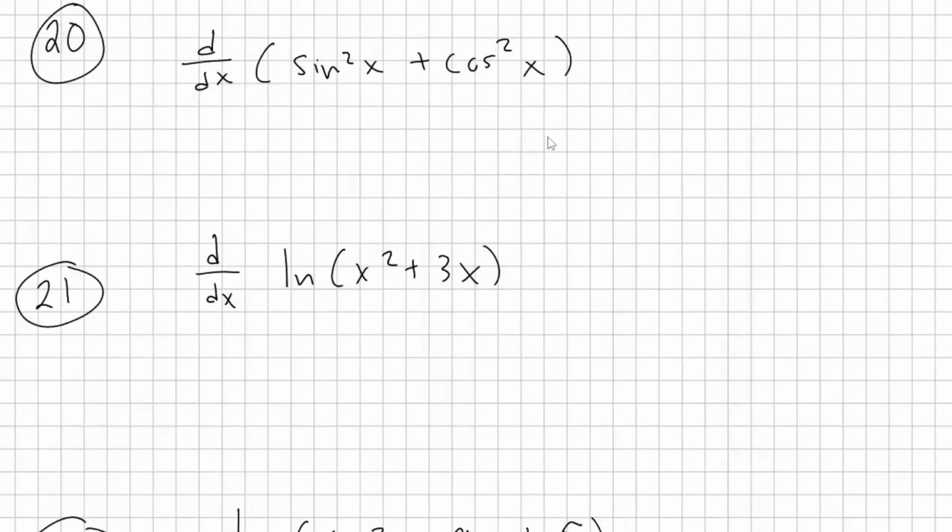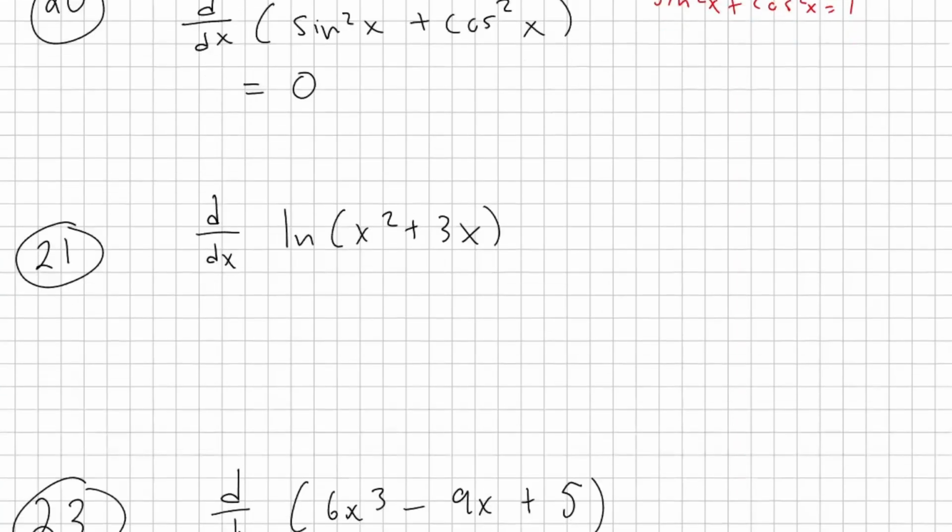Alright, so for question 20, we have to differentiate sine square x plus cos square x. This one's fairly simple. If we see a pattern here, sine square x plus cos square x equals 1, so we're just going to plug it in here. It's going to be the derivative of 1, which is equal to 0.